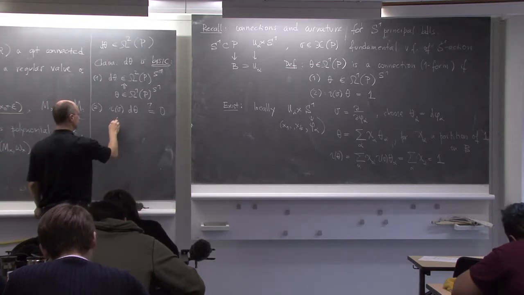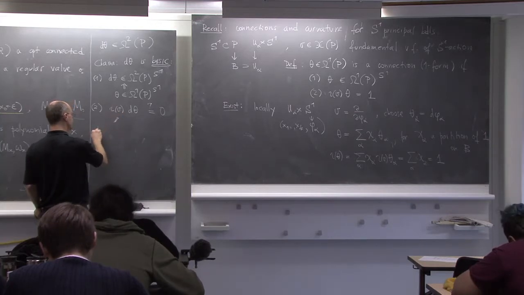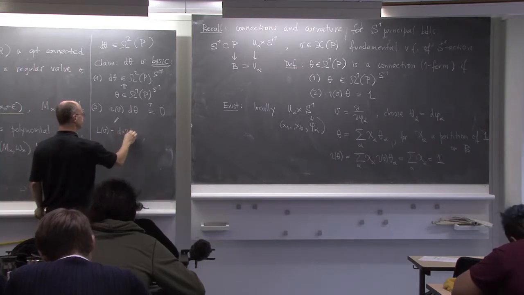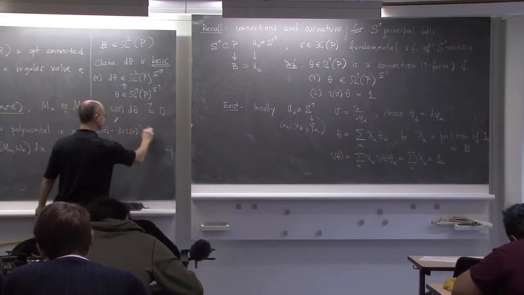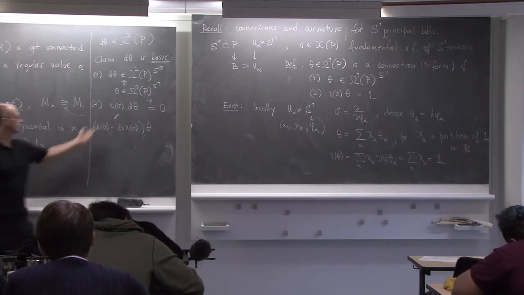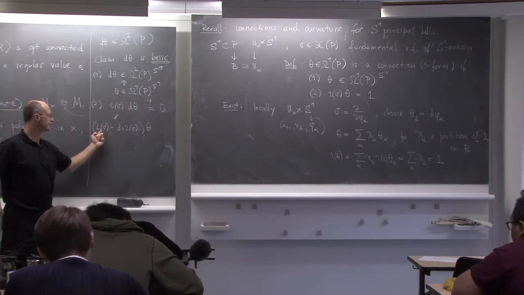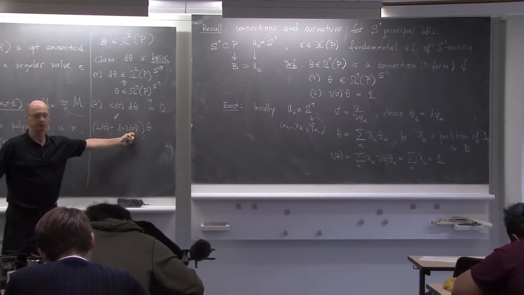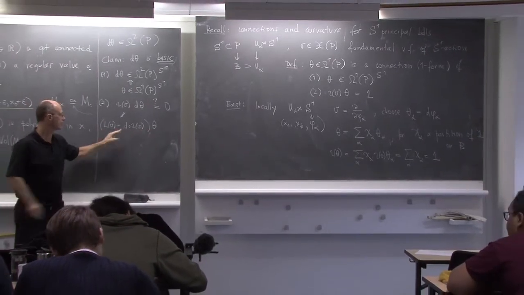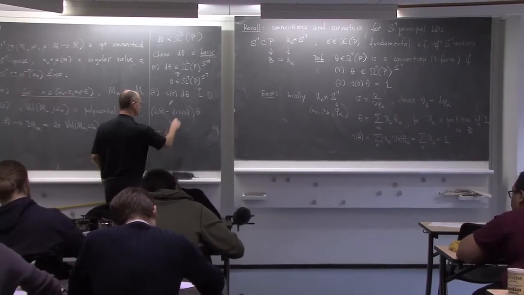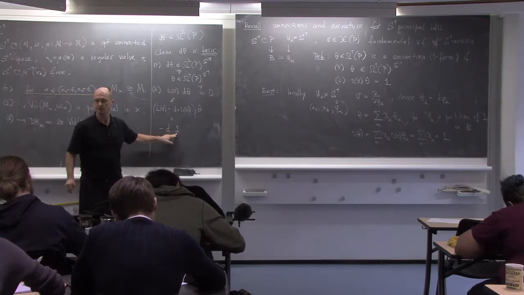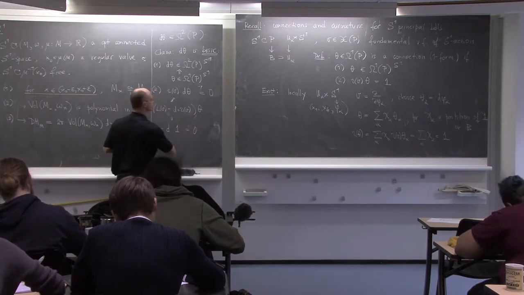So why is that? Well, let's use, as usual, Cartan's magic formula. So iota v d, we're replacing it with L v minus d iota v. Now L v theta is 0 because of invariance. So what remains is minus d iota v theta. But iota v theta is 1. So this is indeed 0.